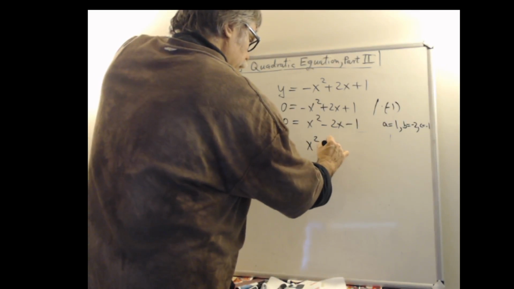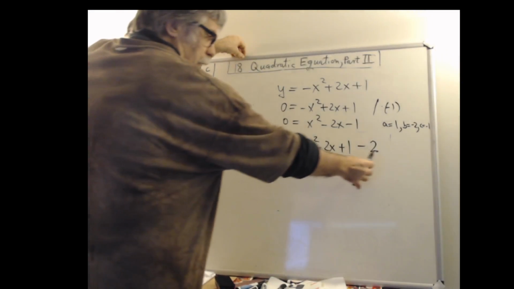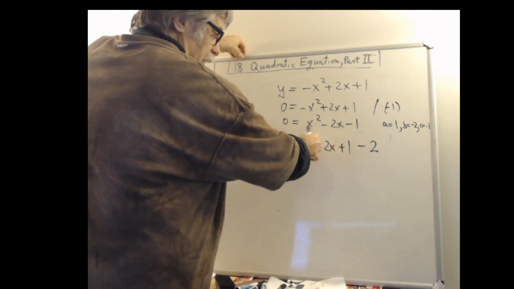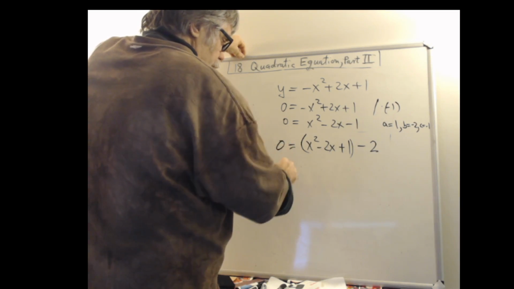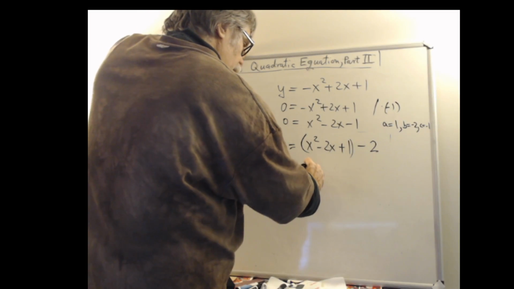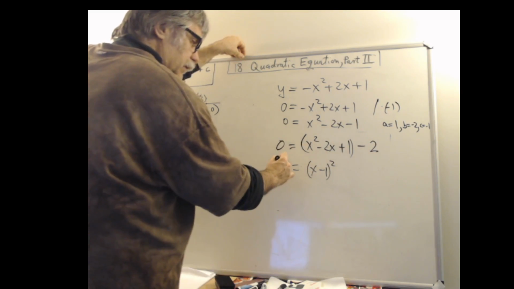x squared minus 2x plus 1 minus 2. Okay? 1 minus 2 is minus 1, and this stays out of here. This here is a complete square: x minus 1 squared. And this 2 on the other side is right here.